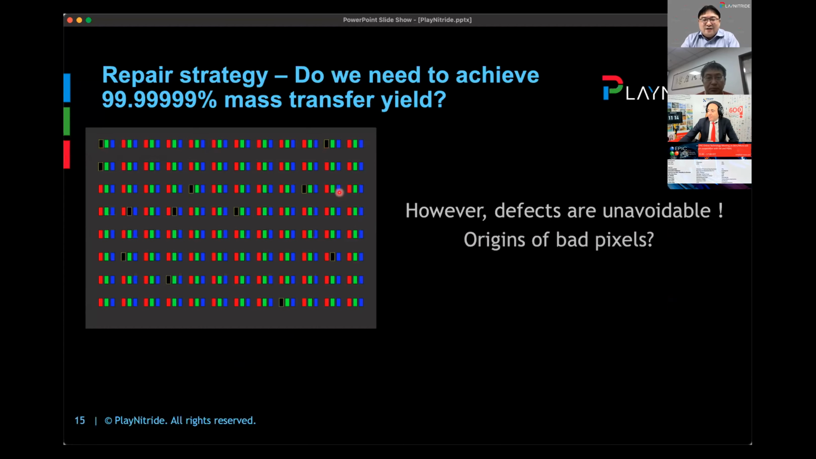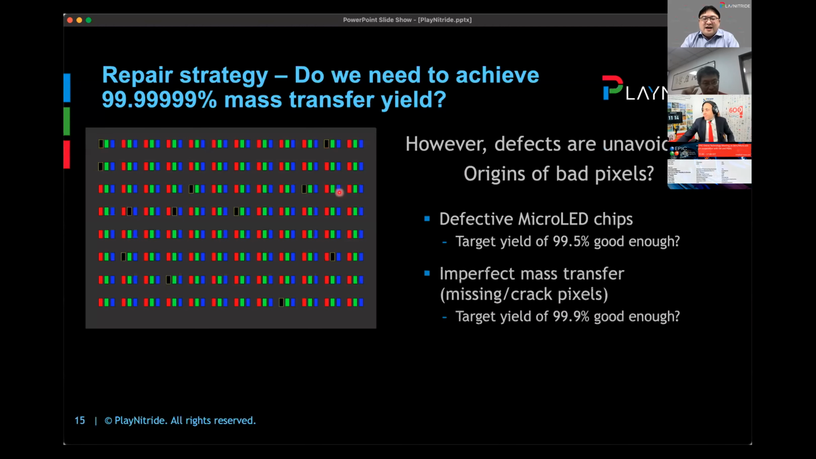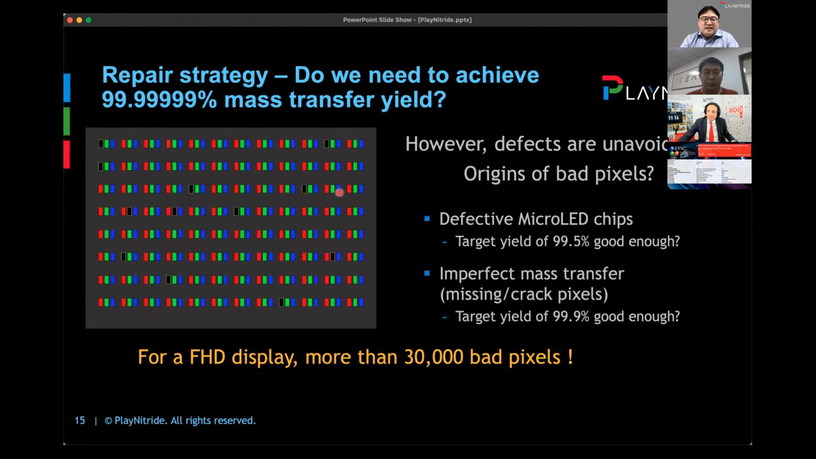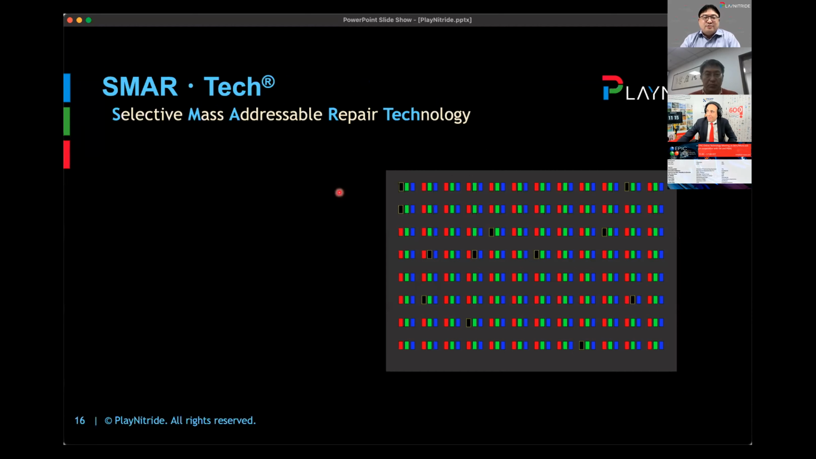Defects are unavoidable. One defect comes from the micro LED chip itself, from the wafer, because there are particles, and it's very difficult to have a zero-particle environment. Another, of course, may occur during the mass transfer. With the current conditions, a Full HD screen has 30,000 bad pixels, and this is unlikely to be repaired individually because the cost is too high. So we need something like mass repair.